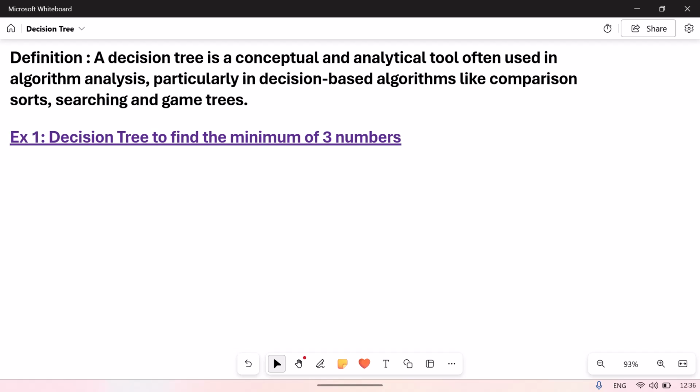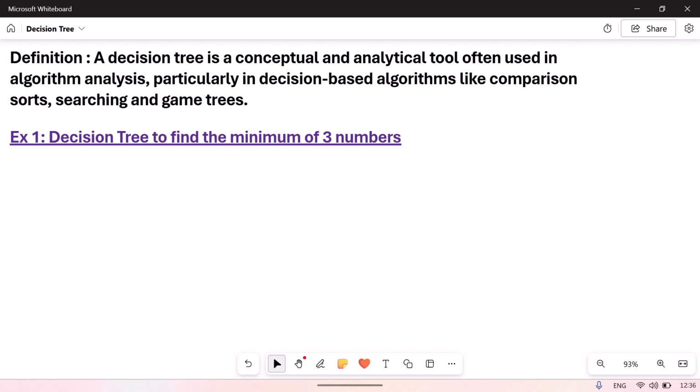A decision tree is a conceptual and analytical tool often used in algorithm analysis, particularly in decision-based algorithms like comparison sort, searching, and game trees. There are a few examples that they have given for decision trees. We will look at one of them at the beginning and then we'll look at the more complex ones.